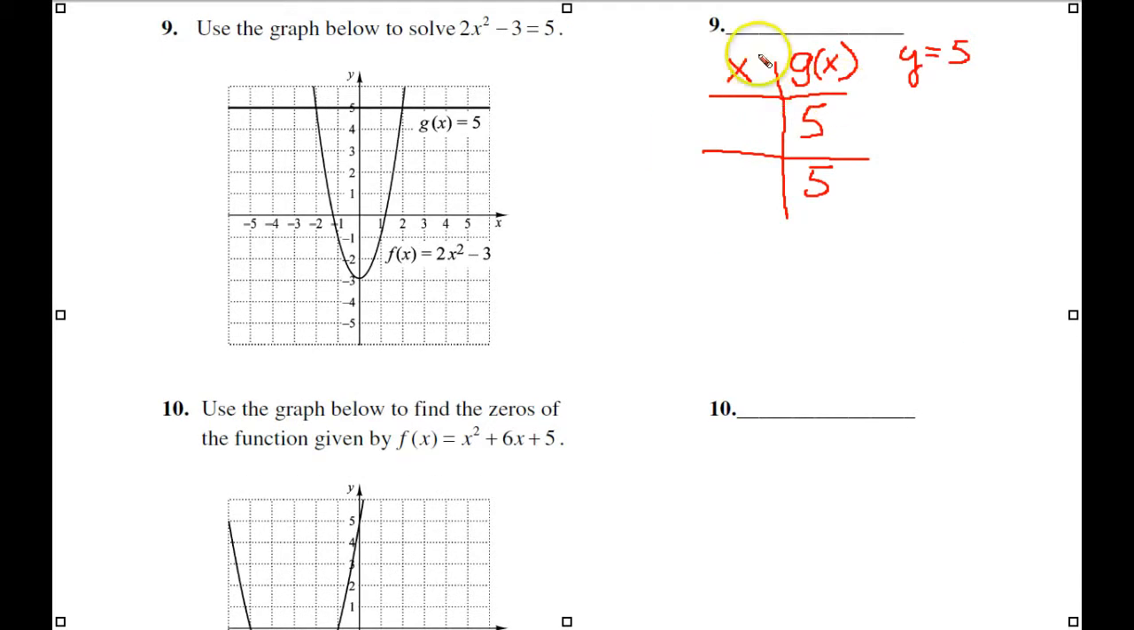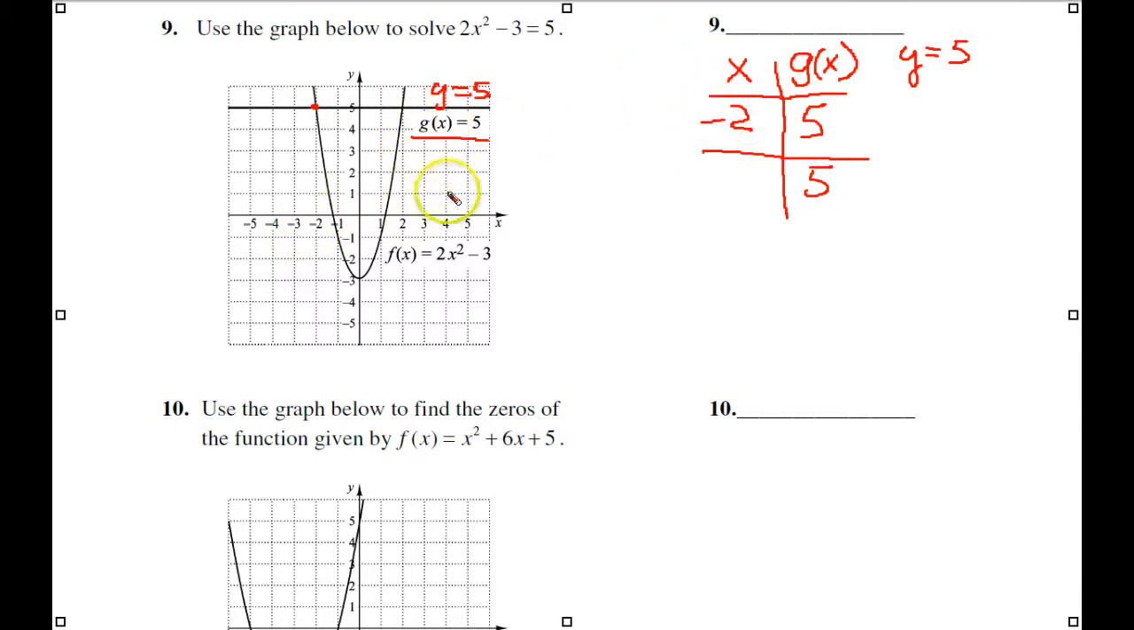Okay, in number 9, it's a little different. They're not asking us to find the zeros here, but here they're telling us that g of x is 5. Well, remember, g of x could be y equals 5. Well, if y equals 5, as I have here in our little t-chart, what will the x values be? Well, over here, the x value is going to be a -2.